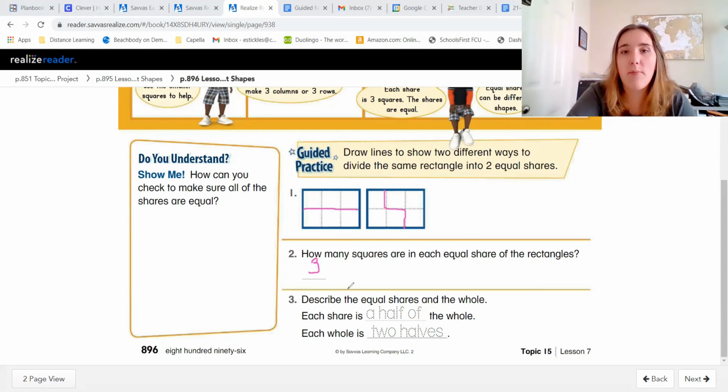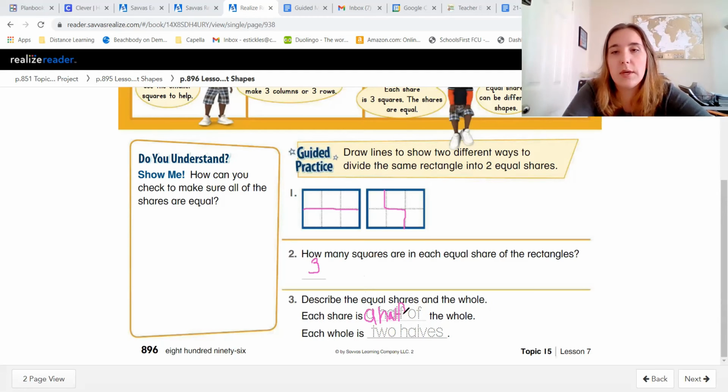And we're going to describe it now. So we made each share into what part of the whole? Was it a half, a third, a fourth, a fifth? It's a half. So we're going to say each share is a half of the whole rectangle. We cut them in half.